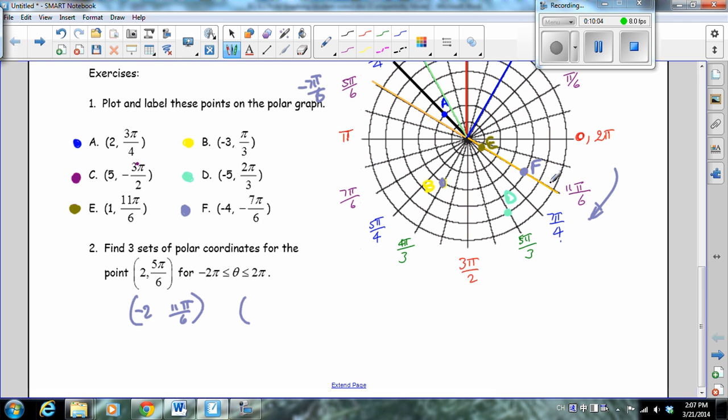Another one would be, instead of 11 pi over 6, a coterminal of 11 pi over 6 is actually negative pi over 6. I'll still say -2, because negative pi over 6 and 11 pi over 6 are coterminal. Same thing with 5 pi over 6. Instead of saying 5 pi over 6, I can call it -7 pi over 6. And since they are coterminal, I can just say 2 as well. Those are three different ones that are the same as 2, 5 pi over 6.